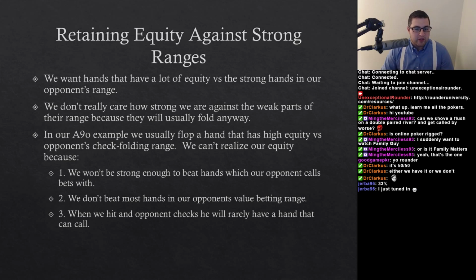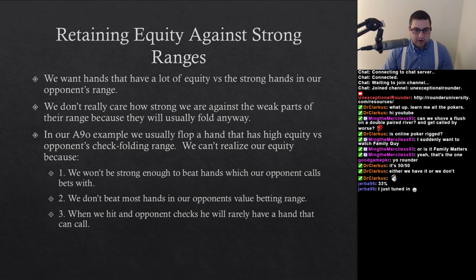We don't really care how strong we are against the weak parts of our opponent's ranges, because those are the parts of their range that they're going to fold. So when we say that we want to retain equity against strong ranges, the reason is that it's only against our opponent's strong ranges that our equity really matters. In our Ace-9 example, we usually flop a hand that has high equity versus our opponent's check-folding ranges, and we can't realize our equity for a few reasons.